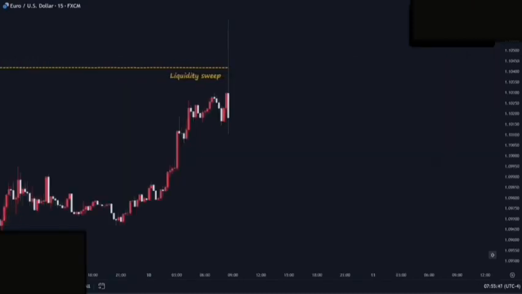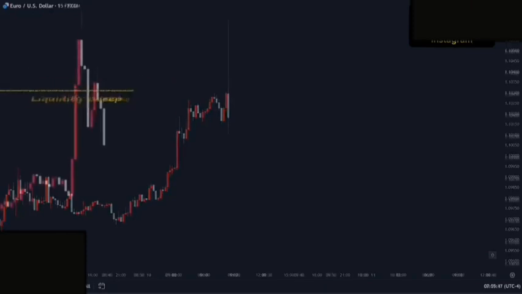We have identified a valid liquidity sweep pattern in the 15-minute time frame. Now our next course of action is zooming into the 1-minute time frame's price chart and waiting for the price to form a change of character pattern.